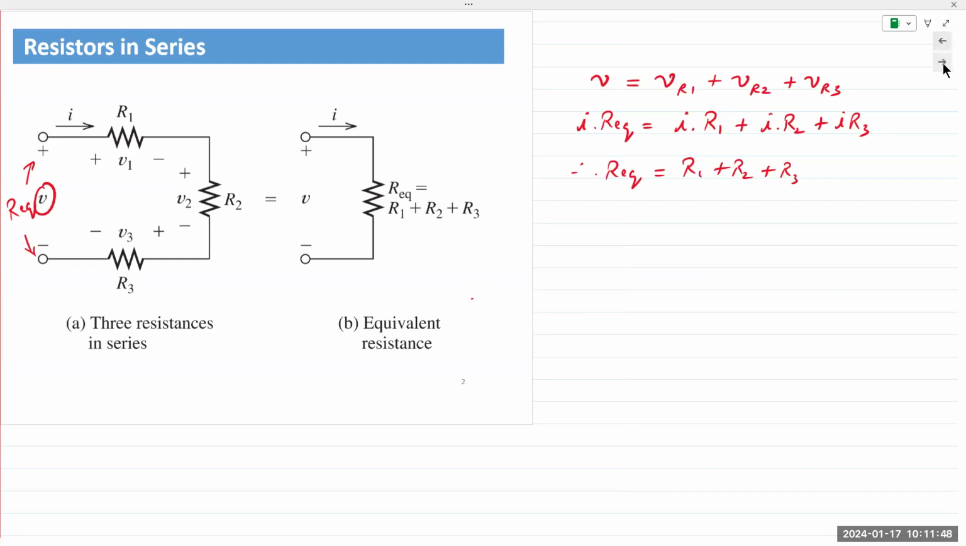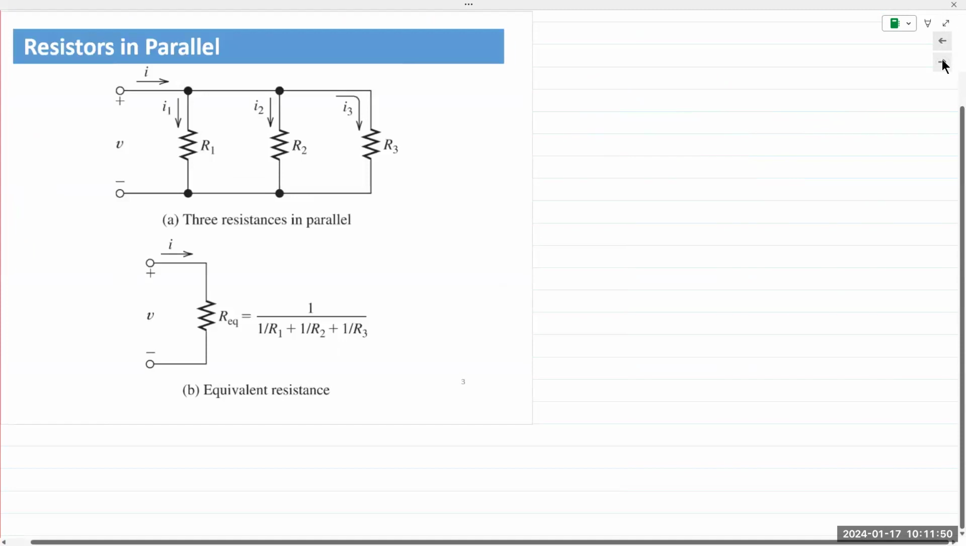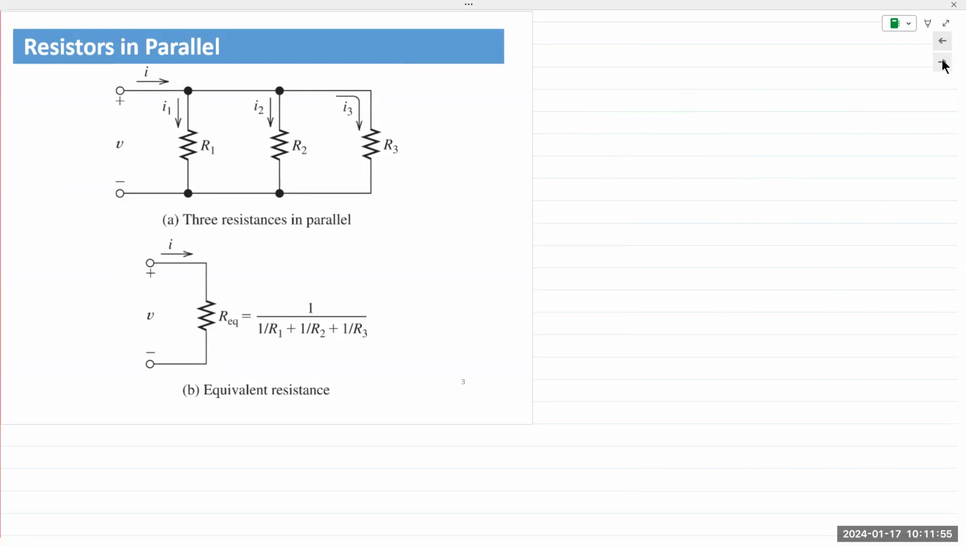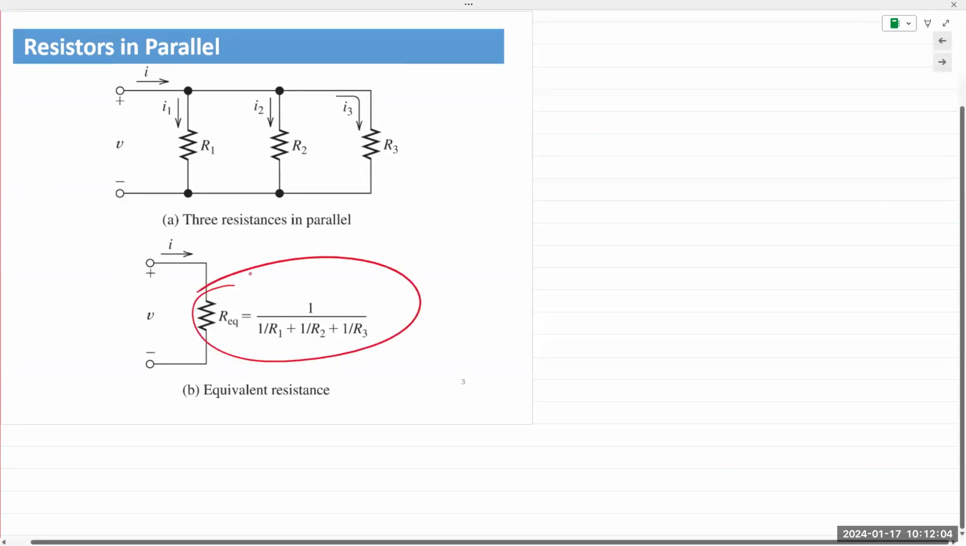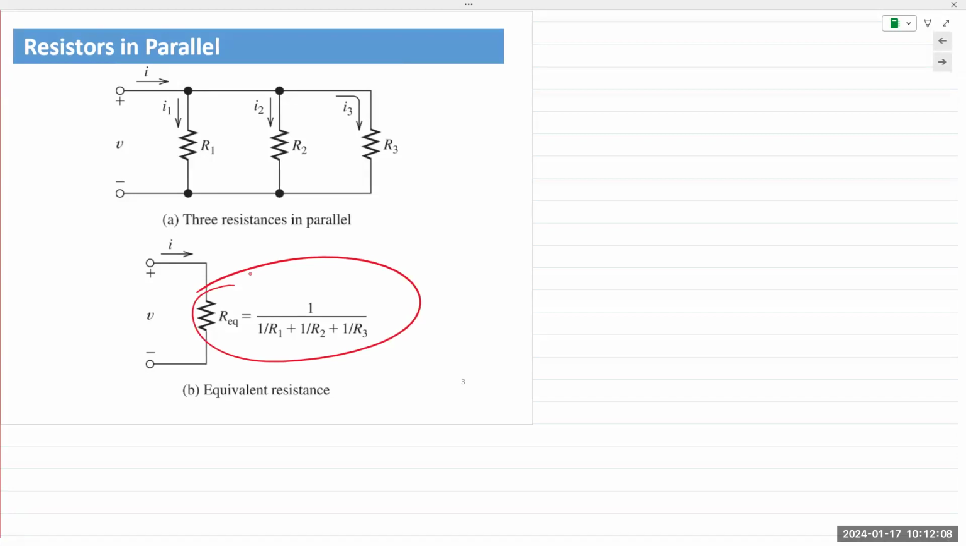So let's move on. Resistors in parallel. It's the same derivation. Again, I don't expect students to memorize the derivation. The more important thing is you should know how to apply this equation right here. Even the equation is not something that you need to memorize. You can have it on your equation sheet. As long as you understand it and know how to apply it, that's all that matters.